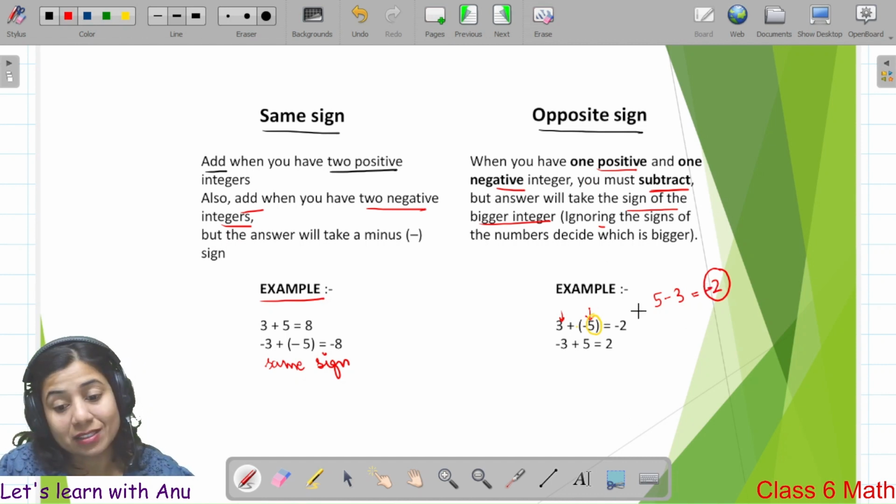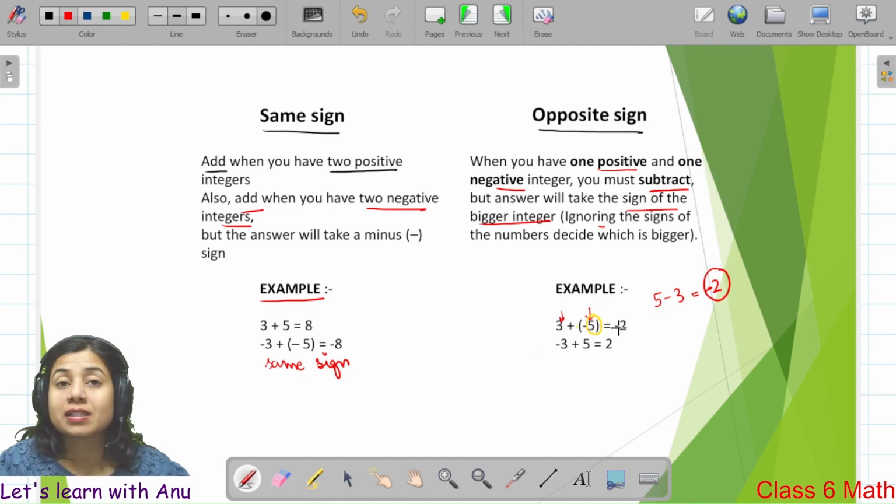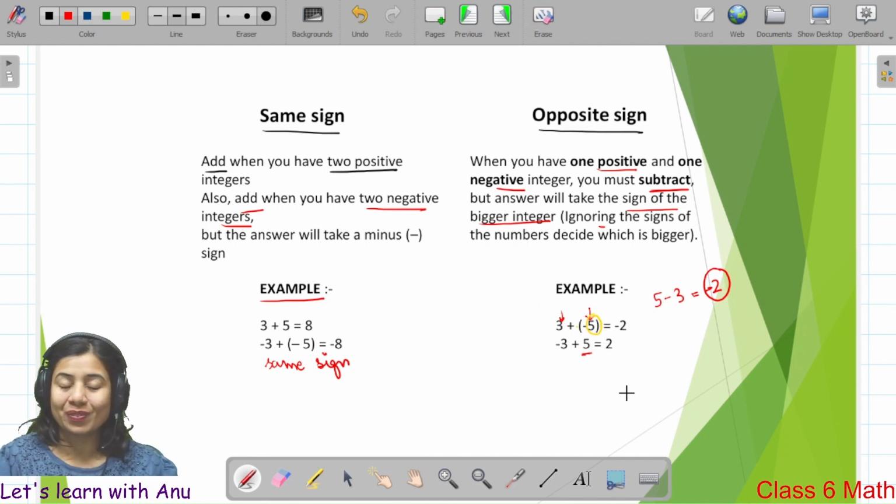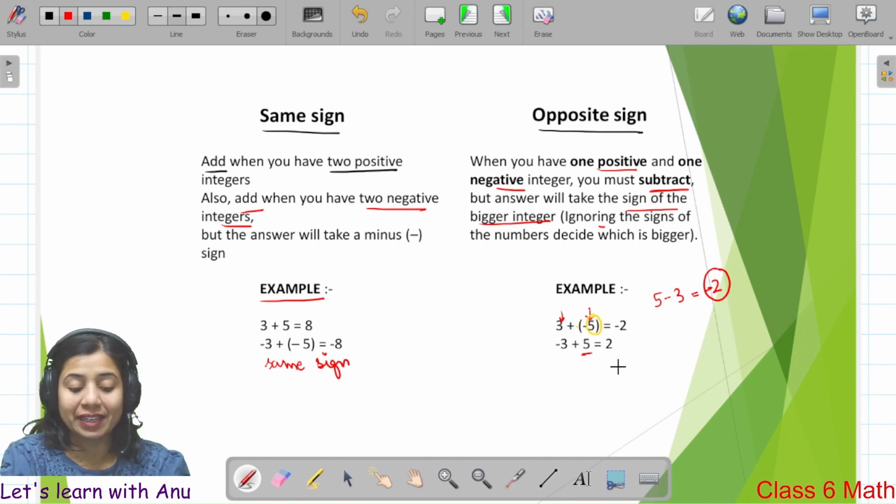Same is the case with minus 3 plus 5. So here again subtraction, 5 minus 3 is 2. Sign will come of bigger integer. Bigger one is 5. So it is positive 2. I hope it's clear. And now moving ahead.